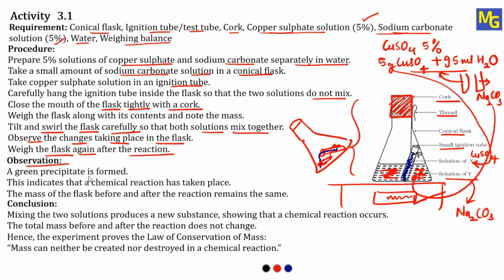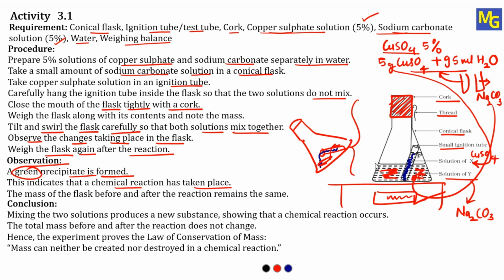Now see what the observation is. A green precipitate is formed. So when we tilted the conical flask, copper sulfate mixed with sodium carbonate and we got a green color precipitate. What is a precipitate? It is the solid form. The solid that is formed in the test tube is called a precipitate. Solid particles will be formed in the conical flask. This indicates that a chemical reaction has taken place.